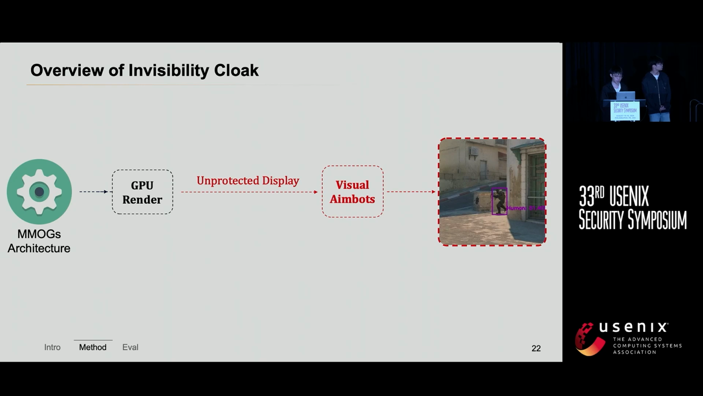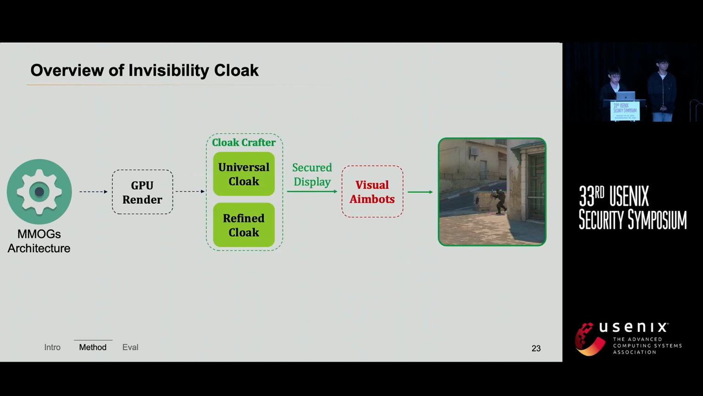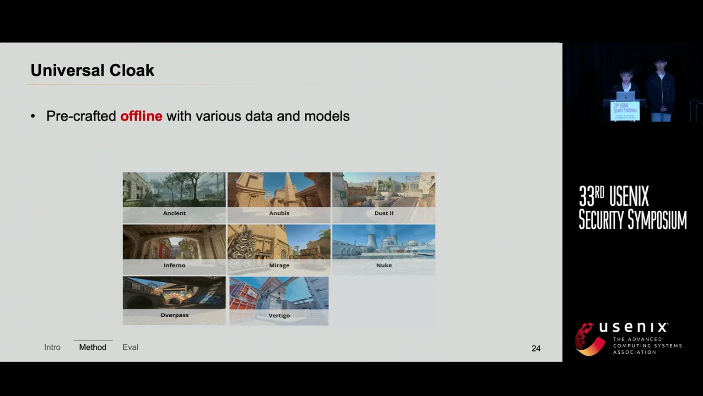Without our protection in the traditional online game architecture, the unprotected display is vulnerable. Visual aimbots can easily detect characters on the screen. Before it is truly displayed on the screen, we add an extra step to the architecture, and we call it the cloak crafter, which can generate two different types of cloak. With the cloak's protection, the final secure display can effectively prevent visual aimbot cheating. Then let's talk about these two cloaks generated by the cloak crafter.